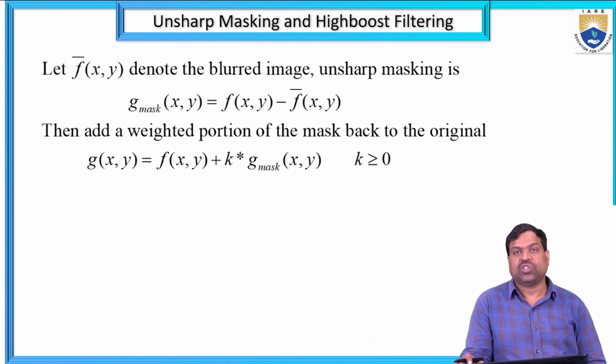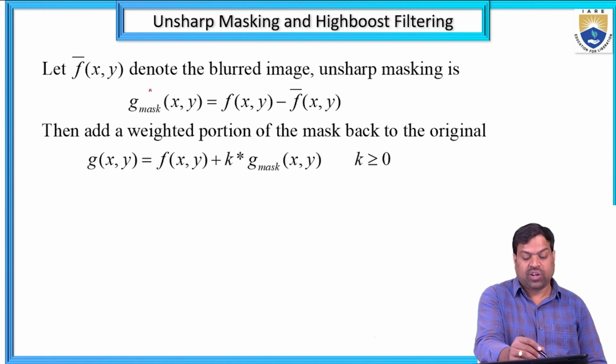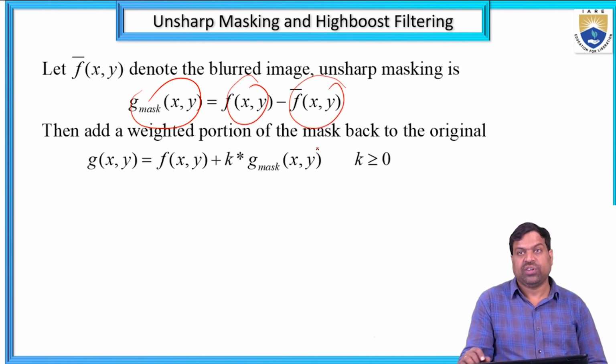Okay, what is the function? g_mask of (x,y), the output function, is equal to the input f(x,y) minus f dash (x,y). So here g(x,y), the output, is equal to f(x,y) plus k times g_mask(x,y), where k is less than or equal to 0.